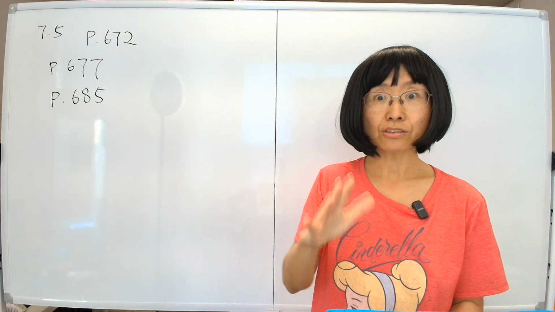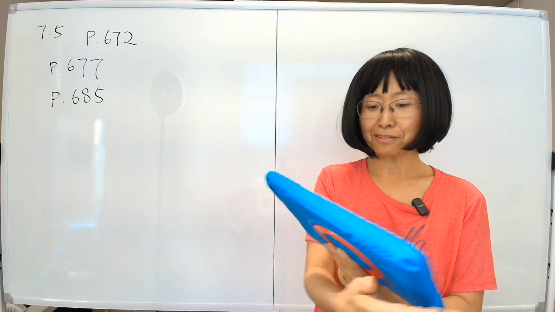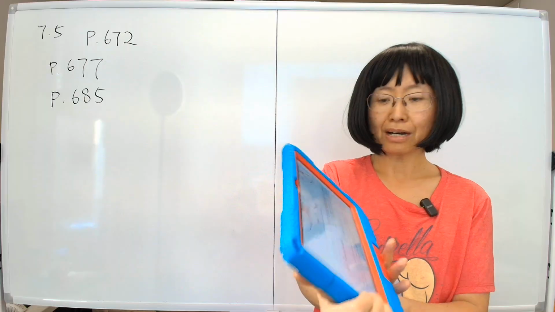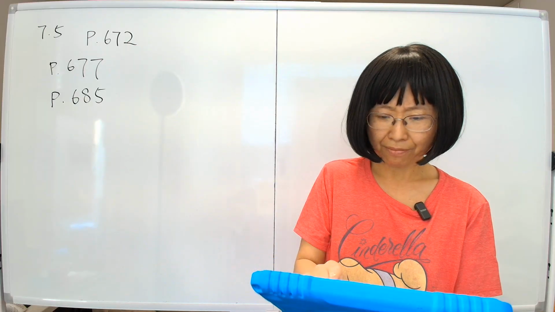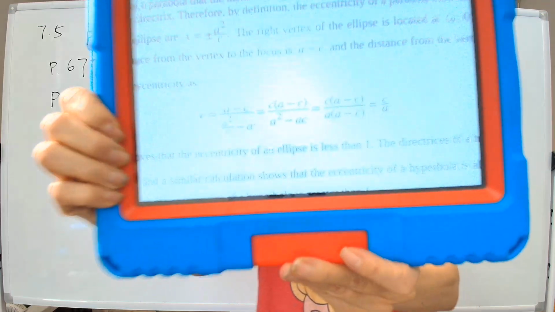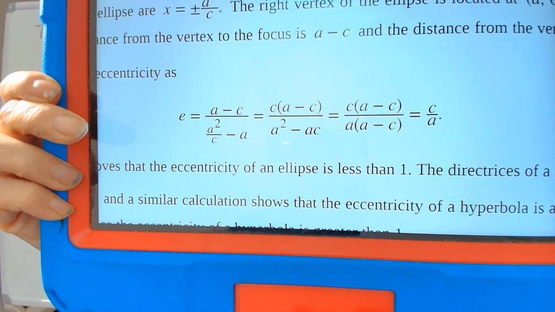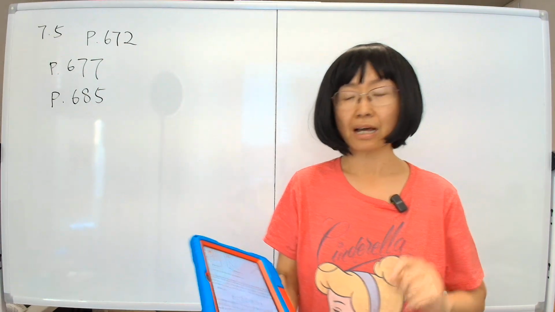Now those two distances sound very confusing, right? But let's just go here. If you do a bunch of simple algebra and figure out what e is, this is what you're going to come up with. At the end of the day, e is equal to c over a for both ellipse and hyperbola.